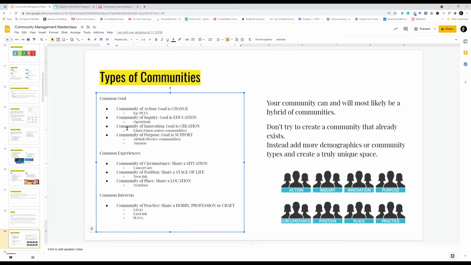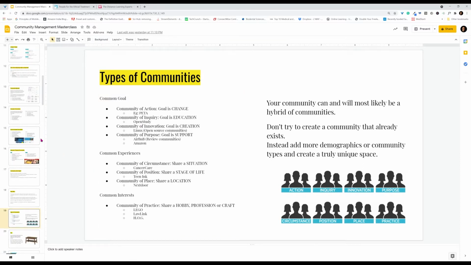The next one is community of purpose, where the goal is support. Your Airbnb, when you go to an Airbnb experience or a stay, and after that you post your reviews and you share photos of that. That's some form of a community where you're building and you're helping other members of this community who want to travel and enjoy these kinds of shared experiences. So the review community is an example of a community of purpose, where the goal is support, customer support, member support. Amazon has a wonderful community of support, a community of purpose, where the goal is support.